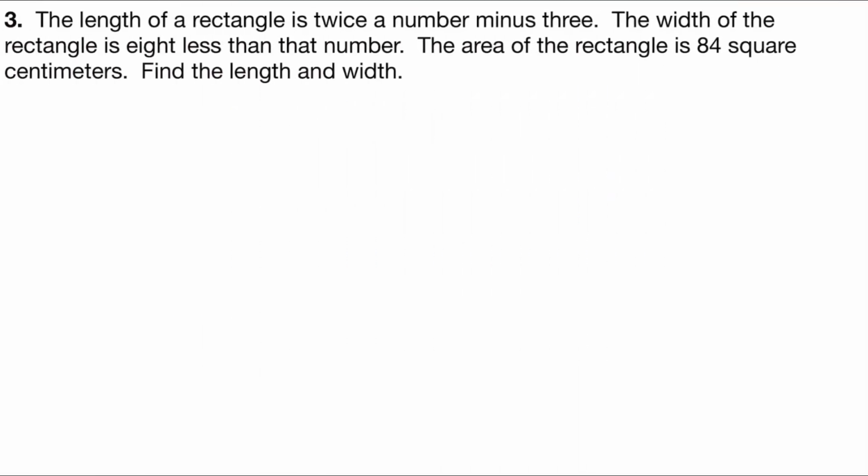Problem number 3 says the length of a rectangle is twice a number minus 3. The width of the rectangle is 8 less than that number. The area of the rectangle is 84 square centimeters. Find the length and width.